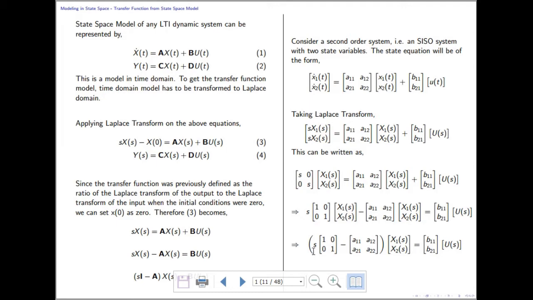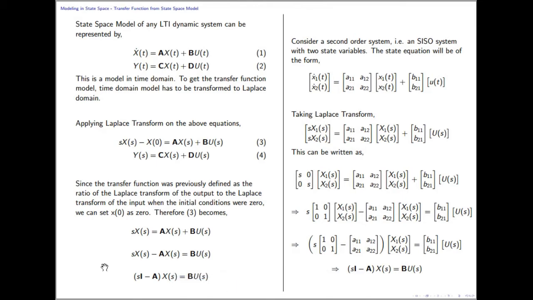So, not out. Okay. If you look at this, this is s, and this is an identity matrix, and this is the A matrix, and this is the state vector, and this is the output matrix, and this is my input vector. So is there anything wrong if I write it as S identity matrix minus state matrix A into X of S equal to B U of S? Okay. So this is how I got this equation.